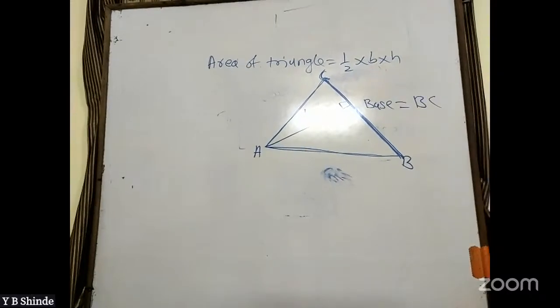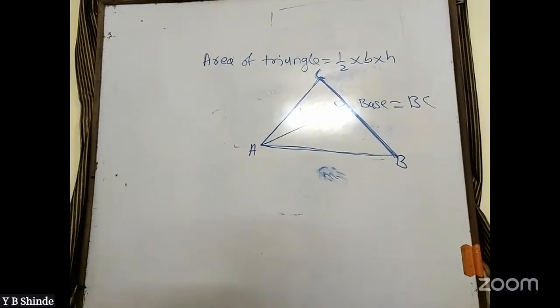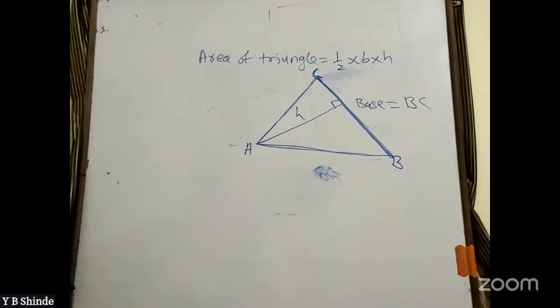Okay. See here. Perpendicular to the base is called the height of the triangle.